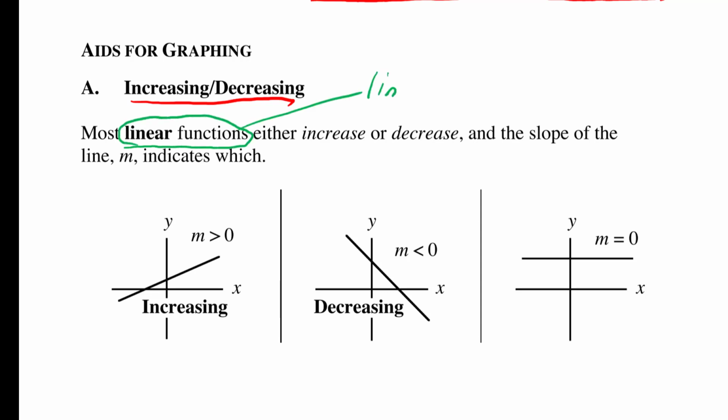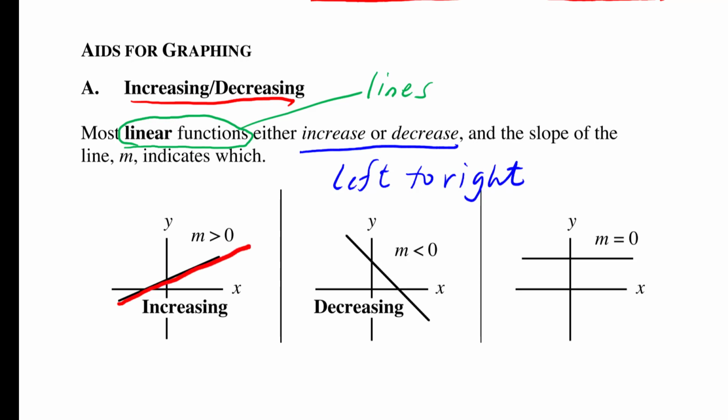We talk about linear functions, which is another name for lines, and lines either increase or decrease as we go from left to right. We always read from left to right. And it's the slope of a line that will determine whether it increases or decreases. We can see with the slope m greater than 0, or positive, the line increases. And when the slope m is negative, it decreases. If the slope is 0, then the line neither increases nor decreases.